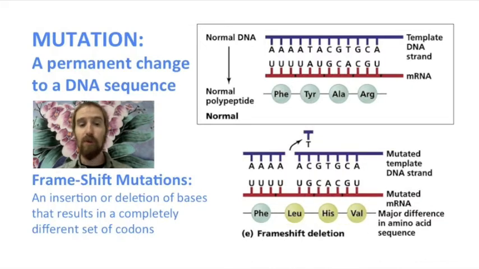Likewise, if we simply remove a base from our gene, all the remaining bases will shift one spot to the left, another example of a frame shift mutation. In this case, we've removed a T base from this location. Once again, this causes all the codons that come after this mutation to shift. The codon that was supposed to read UAU is now UUG. The codon that was supposed to read GCA now reads CAC, and so forth.